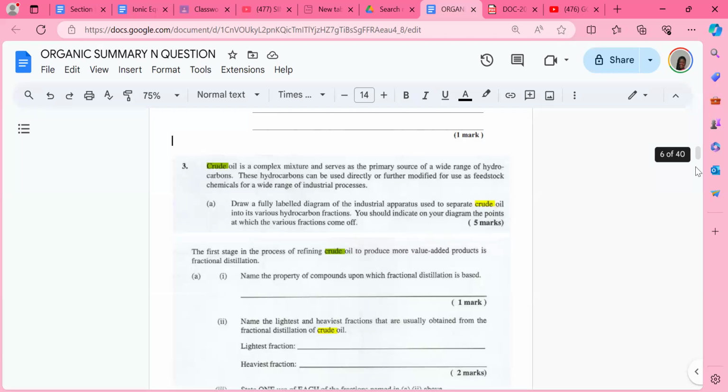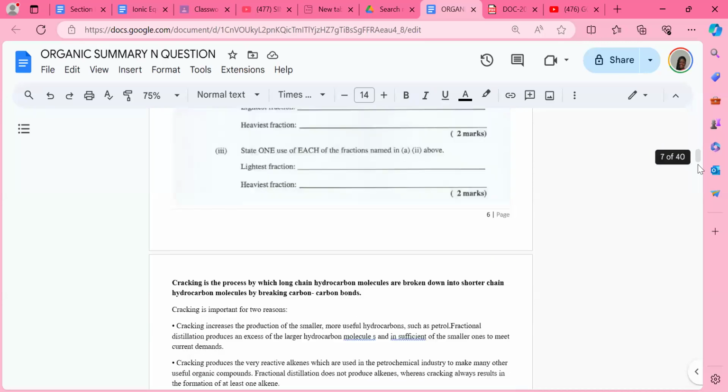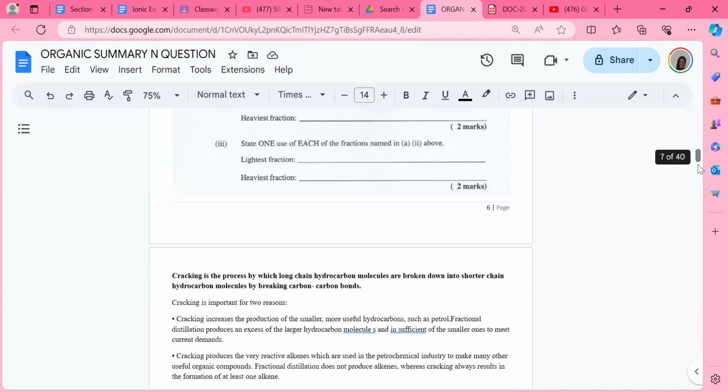The first stage in the process of refining crude oil to produce a more value-added product is fractional distillation. Name the property of compounds upon which fractional distillation is used. The boiling point. Very good. Name the lightest and heaviest fractions that are usually obtained from the fractional distillation of crude oil. Lightest fraction, refinery gas. Heaviest fraction, bitumen. Although it's called residue, the chemical name for it is bitumen, so we'll use bitumen.